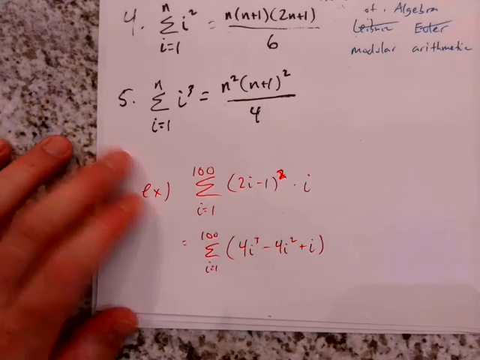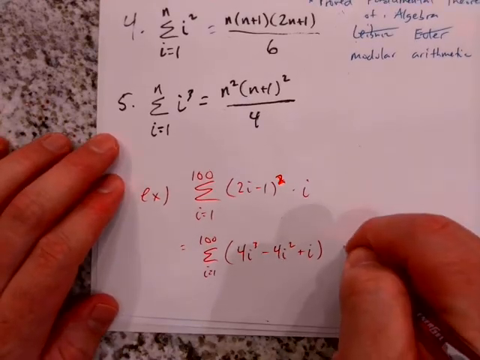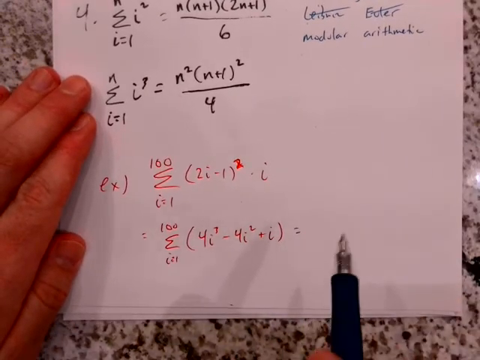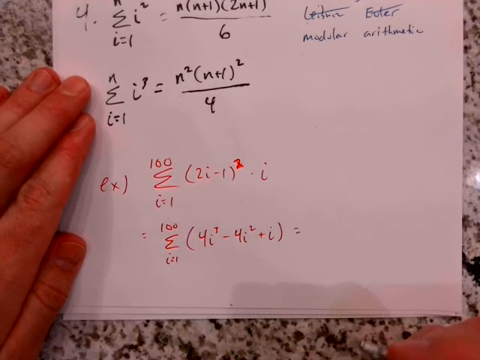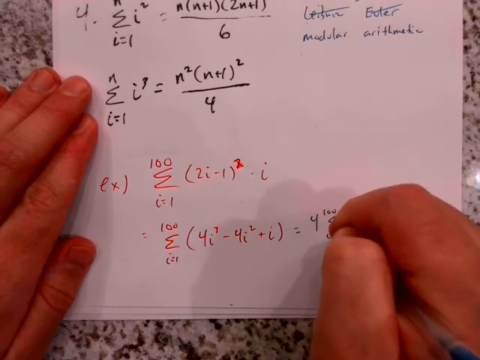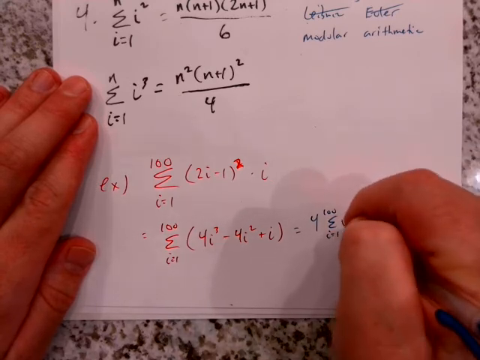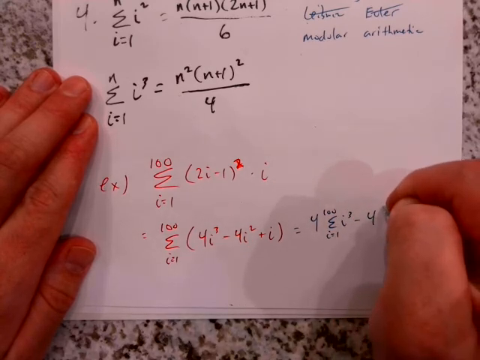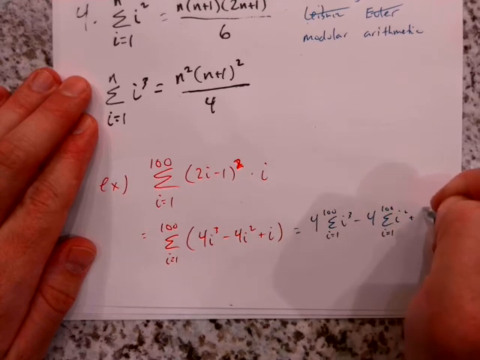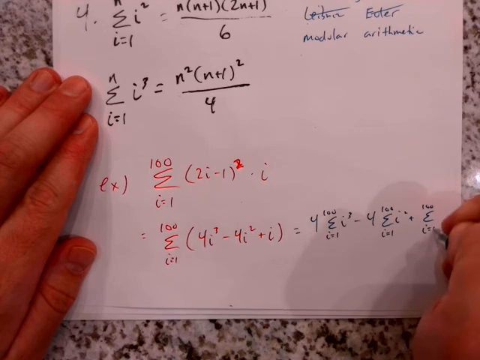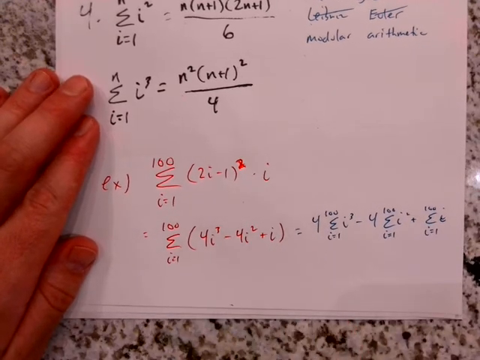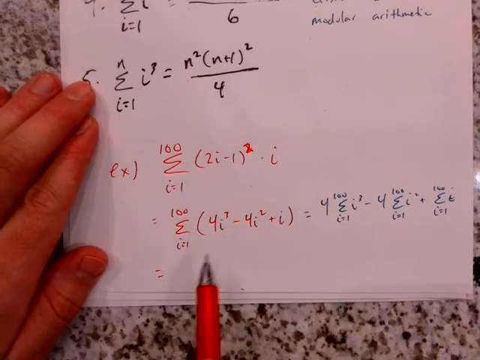And then if you wanted to, you could break this up. I'll put this in like blue because it's kind of the optional step. You could use those first and second properties that we learned to write this as 4 times the sum from 1 to 100 of i cubed minus 4 times the sum from 1 to 100 of i squared plus the sum from 1 to 100 of i. And then use all those properties. But in practice, you just kind of go right from here to the answer.